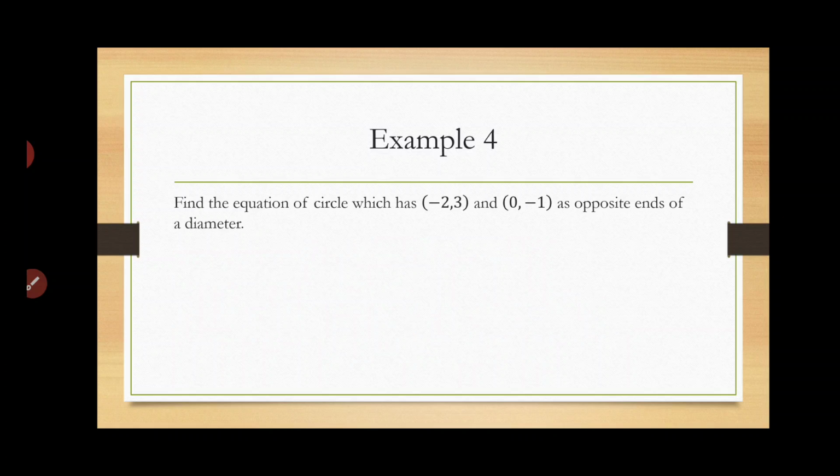Number 4. Find the equation of a circle which has (-2, 3) and (0, -1) as opposite ends of a diameter. So here you need to work with the diametric form. I know the equation of the circle in the diametric form is (x - x1)(x - x2) + (y - y1)(y - y2) = 0. So all the data are given. You just need to put the values, calculate, and you get the answer.